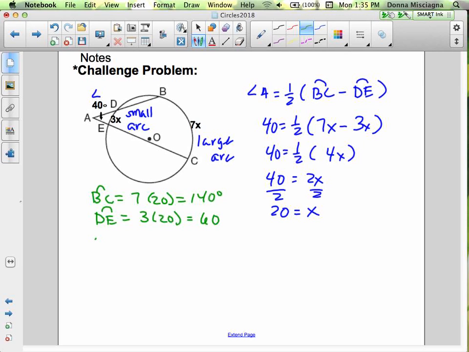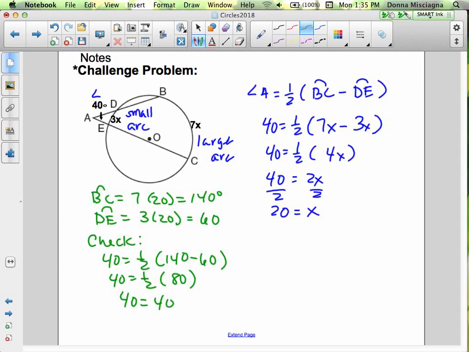Let's check this one. Right, so that would be 40 equals 1/2 (140 minus 60). I'm just plugging the numbers in, right? So 40 is 1/2, 140 minus 60 is 80, half of 80 is 40. So that does check out. So we can feel pretty confident on this problem. So it really wasn't very challenging. I think it took me 2 minutes. I think this is the last one.